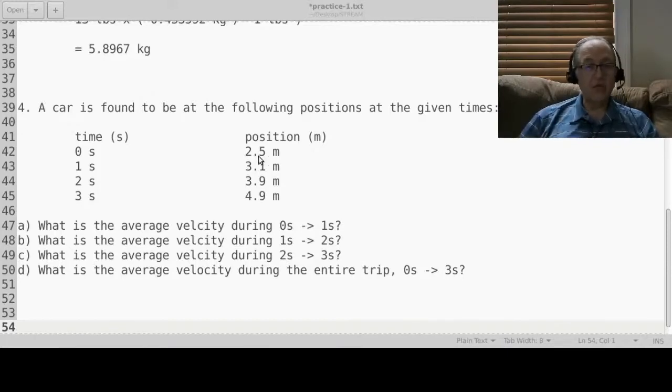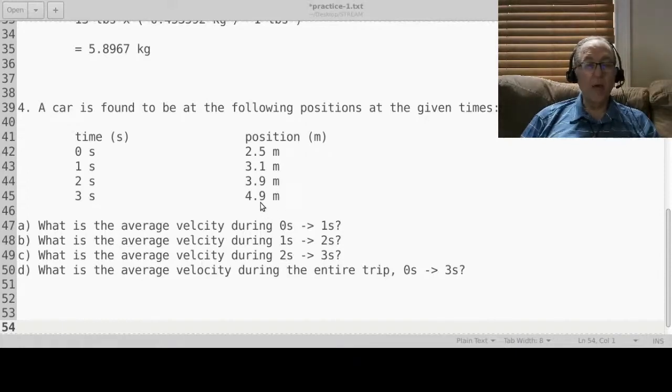So you say, well, how did you get that 2.5 meters there? That 2.5 meters, this is an experiment. At t equals 0, when my stopwatch said 0 seconds, I measured the distance from my reference point, the origin, to the car, and I found it to be 2.5 meters. A second later, when my stopwatch says 1 second, the car is at 3.1 meters, and then at 2 seconds it's at 3.9 meters, and then at 3 seconds it's at 4.9 meters.